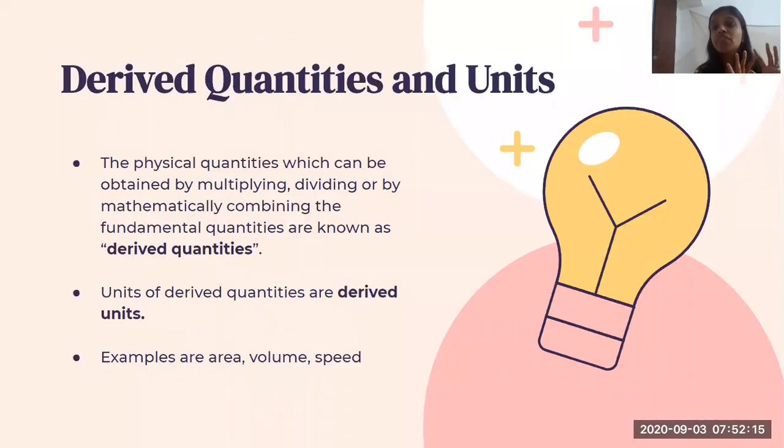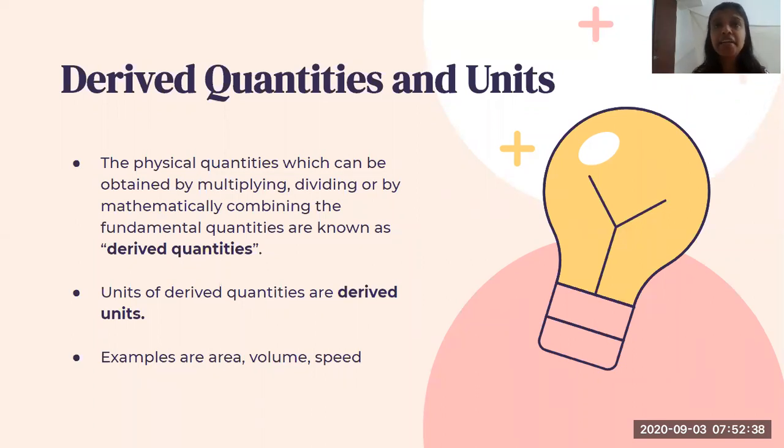So we have covered the fundamental units. We have 7 fundamental units, and we have learned about their fundamental quantities and their units. So now we are moving on to derived units. Have you heard of derived units? Derived units are the units which can be obtained by multiplying, dividing or mathematically combining fundamental quantities.